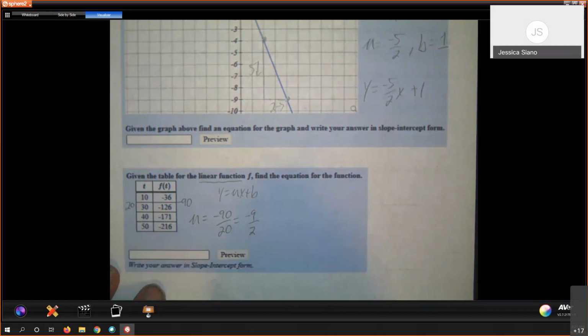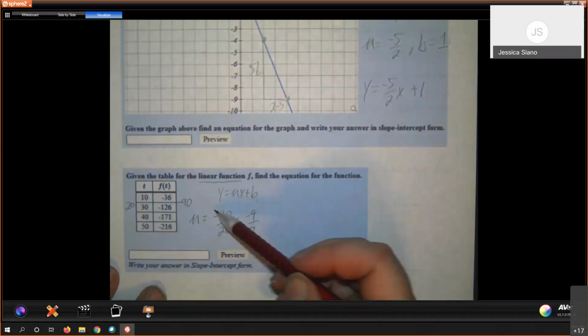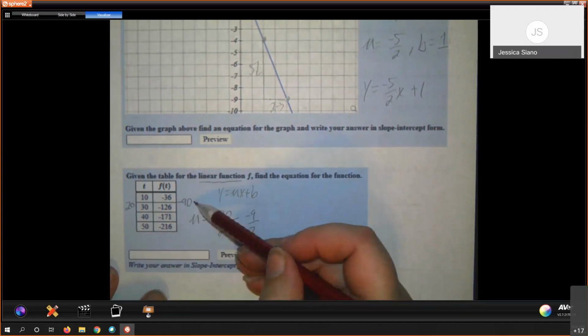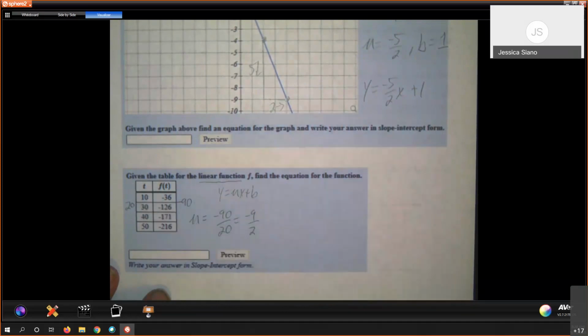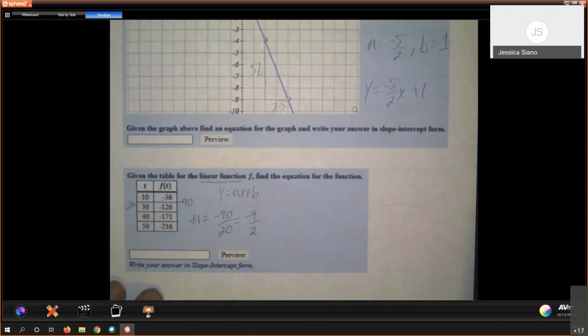Okay, or if you don't like doing it that way, then you could do y2 minus y1 over x2 minus x1, but really that is literally exactly what I did. I did y2 minus y1 and got negative 90. I did x2 minus x1 and got 20, and I divided them. So I did y2 minus y1 over x2 minus x1, just a little differently.